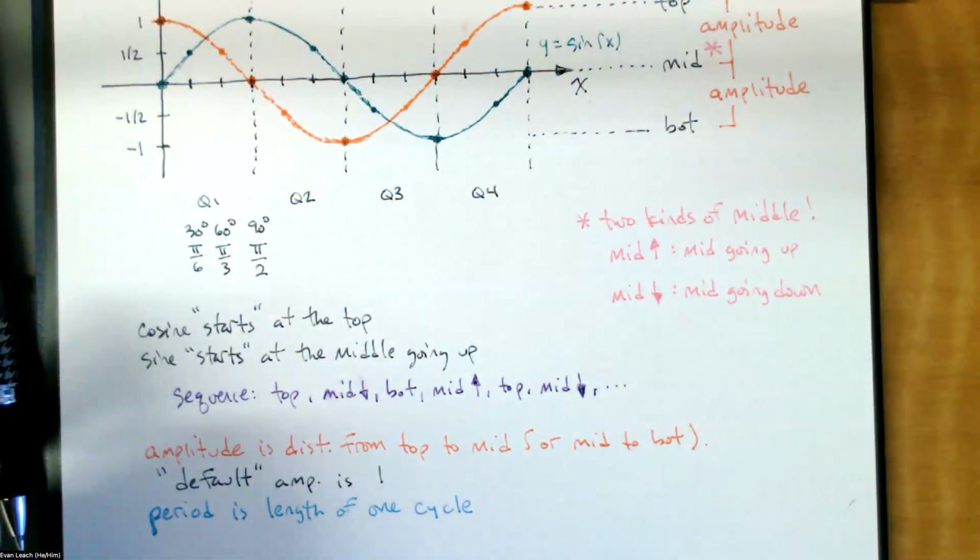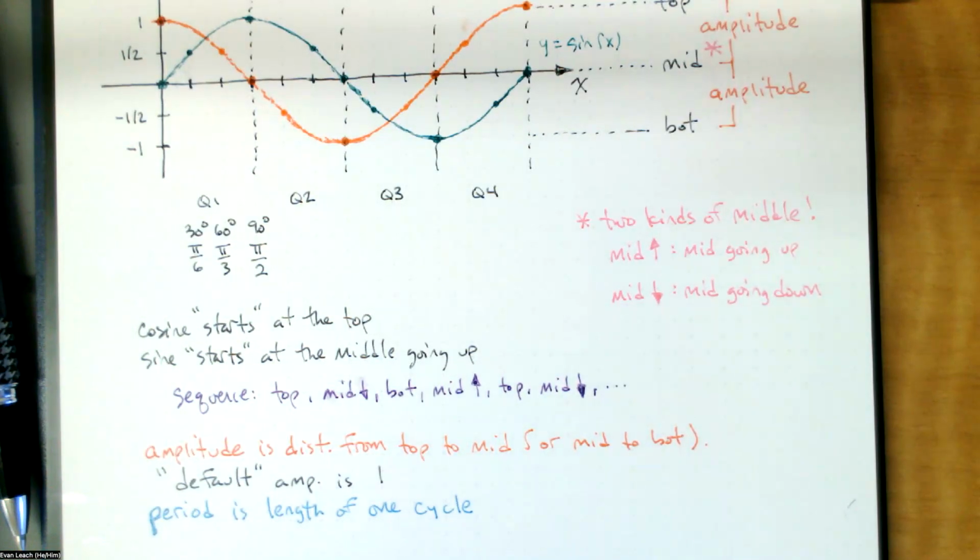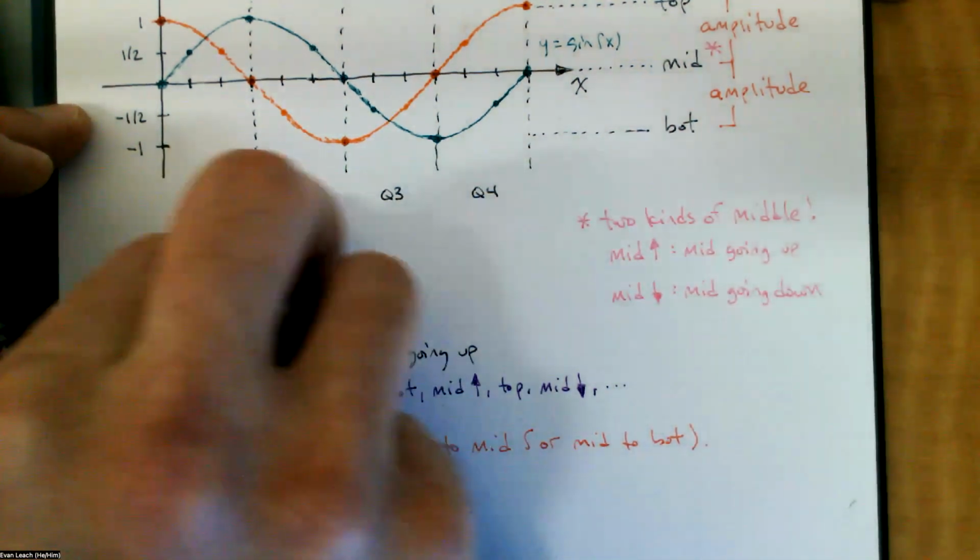So period is going to be the length of one cycle. Period will be the length of one cycle. That's from point to matching point, from top to top, or from middle going up to middle going up, or from bottom to bottom, the length of one cycle. This is a horizontal length, from point to corresponding point. Point to similar point.